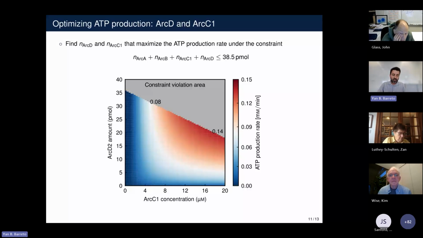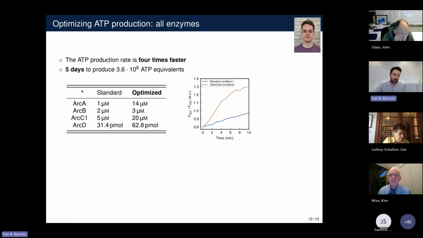This is just a 2D example, but I also performed it for the four enzymes. Now it's the same thing as before, but for all the enzymes. And by doing so, we pass from the standard to the optimized conditions you see here in this table. And then I gave these optimized conditions to my lab mate, Elwin, who performed the experiments.